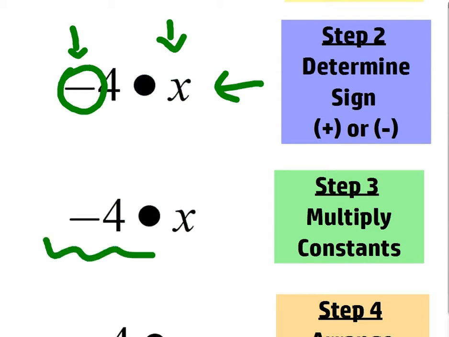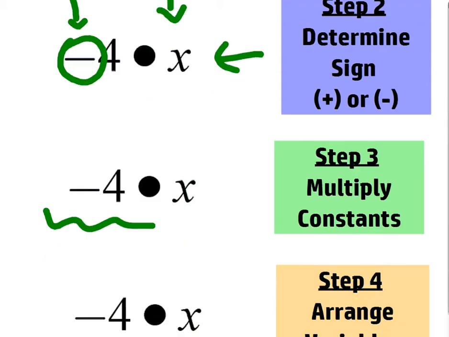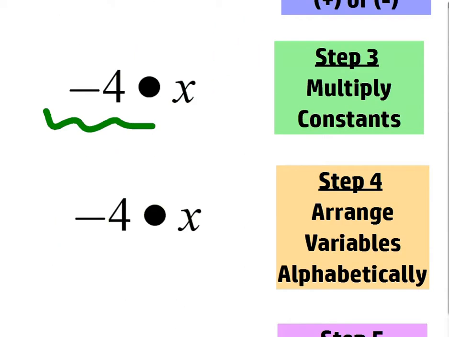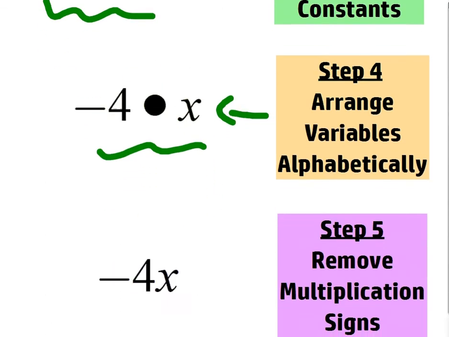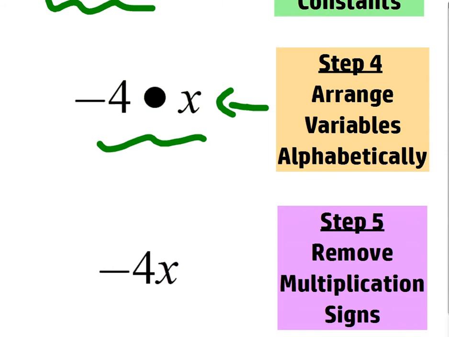Next, we're going to multiply our constants. Now we only have one constant, so we don't actually have to multiply them. But again, you're going to see in a later example that if you have more than one constant, you want to multiply them together. Then again, for step 4, if you have more than one variable, you want to arrange them alphabetically. Again, this doesn't apply.